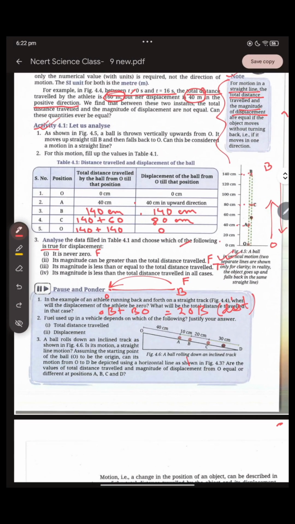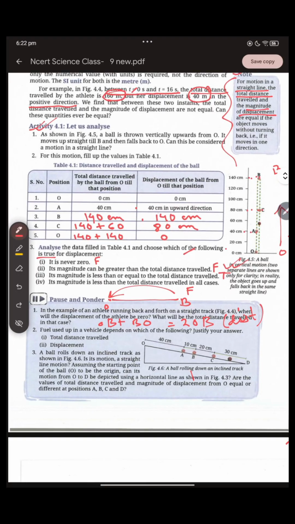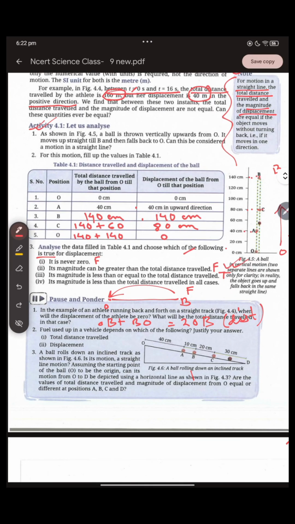Now, fuel used up in a vehicle depends on which of the following? Whether it depends on the displacement or it depends on the total distance traveled. Obviously on the total distance traveled. So if you go to school from home and then you return to your home, will you not need any fuel? You will say, no, my displacement is 0, so I don't need any fuel. Is it possible? No. To move from home to school, you need fuel. From moving from school to home, again you need fuel. So fuel used up by the vehicle actually depends on total distance traveled.